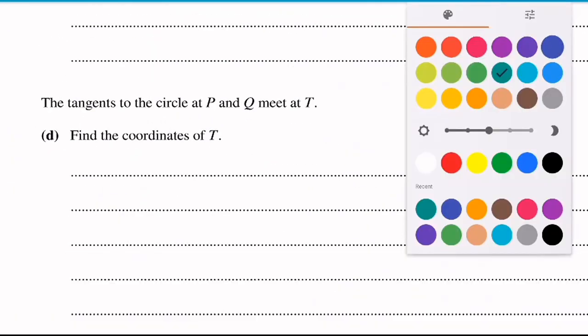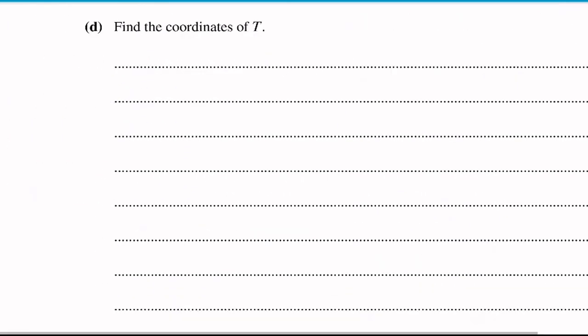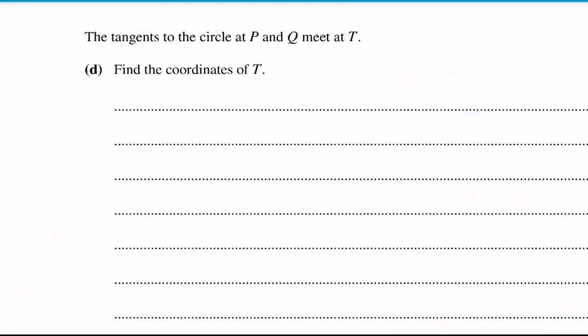Okay, this is the thing. The tangents to the circle at P and Q meet at T. So find the coordinates of the T. There are different ways that we could look at this situation here. How many marks is this? 3 marks. So you can see that this is the circle, this is the C, and then we have got the P and Q like this, right?